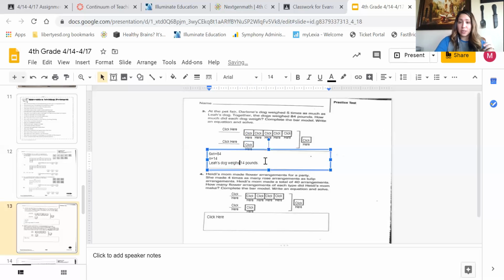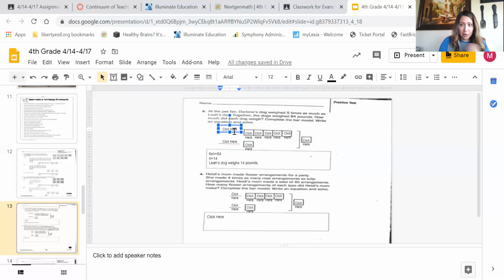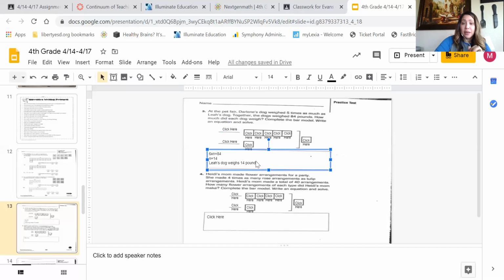Okay. I know her dog weighs 14 pounds. She has 1 box. But how about Darlene? Darlene's dog weighs 5 times as much as Leia's. So what I'm going to do in that instance is take the weight of Leia's dog, which is 14 pounds, and multiply it by 5, and that's going to give me how much Darlene's dog weighs. So I would put Darlene's dog weighs 70 pounds because 14 times 5 is 70.